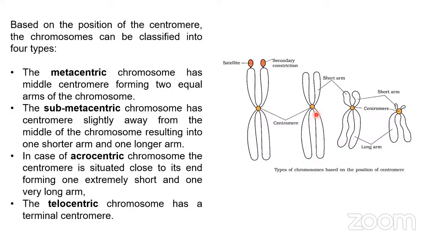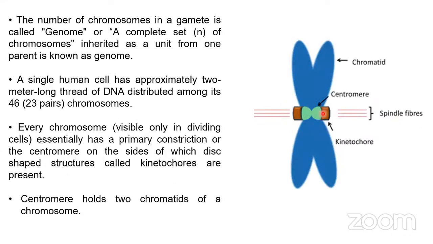Based on the position of the centromere, the centromere may divide the chromosome into two arms. One arm may be short and the other long, or both may be equal as well. The shorter arm is known as the P arm, from the term petite, which means small, while the longer arm is known as the Q arm.